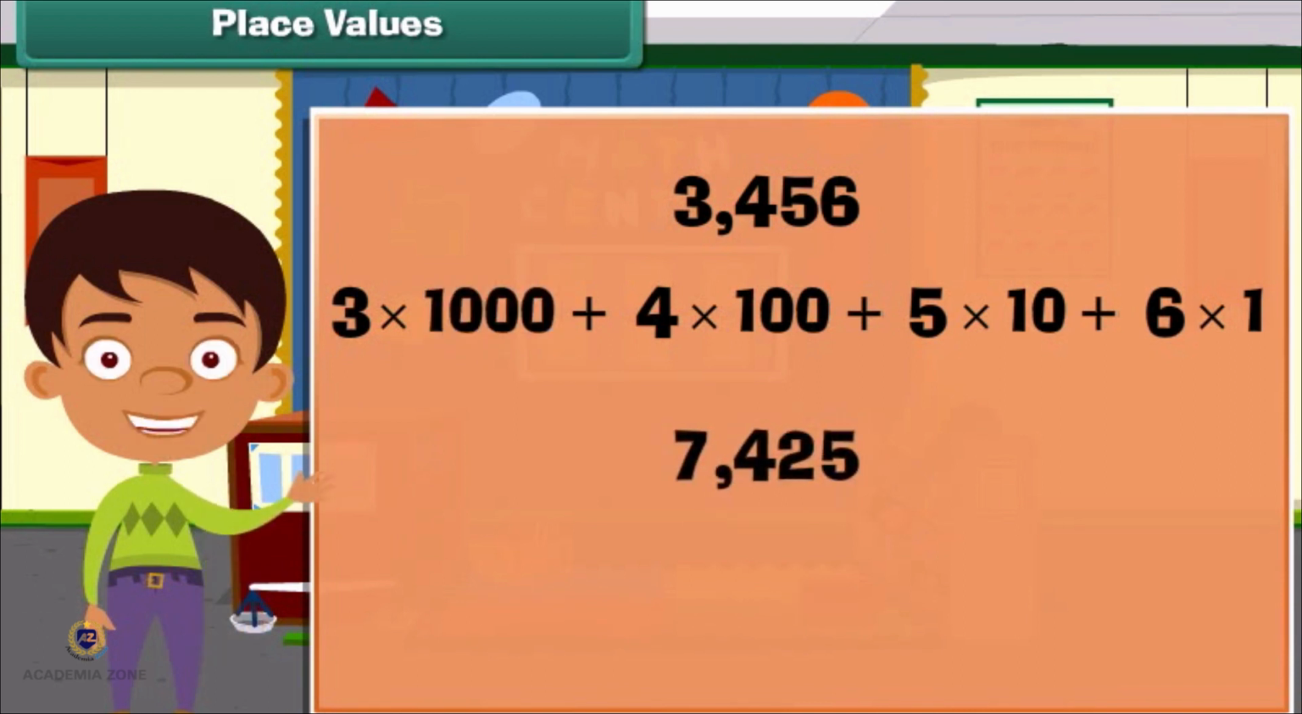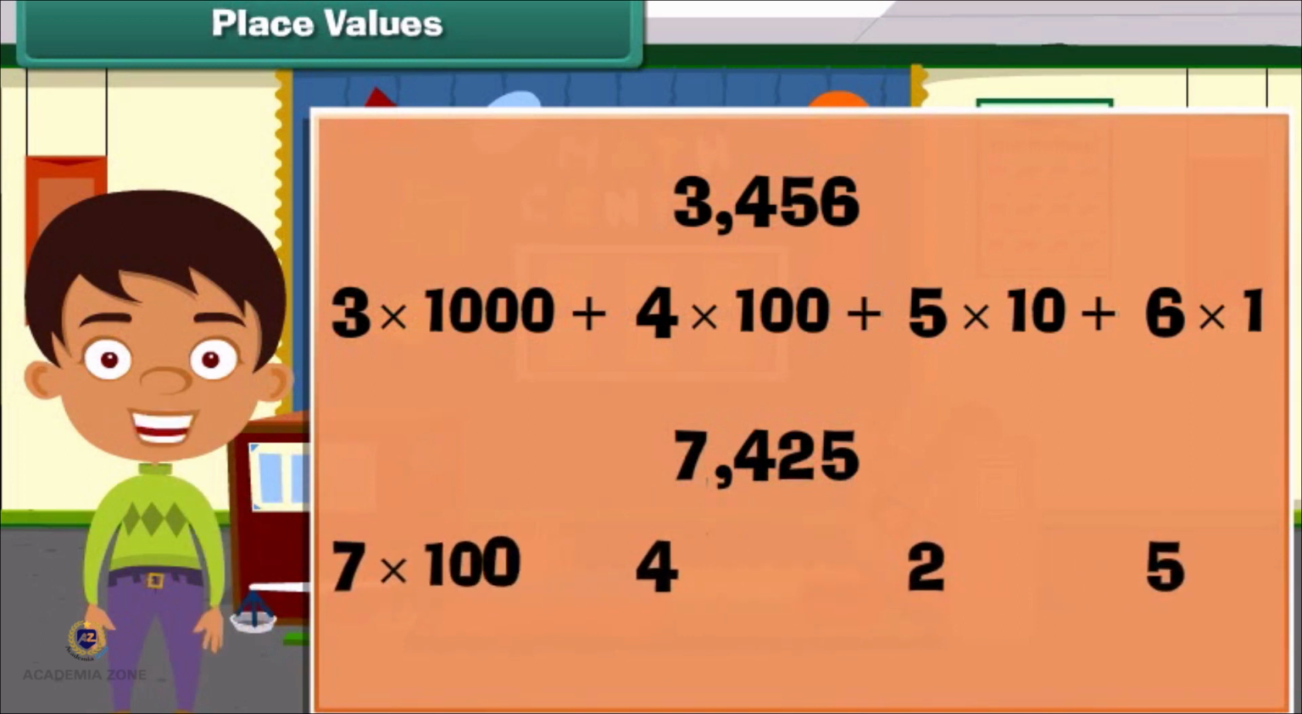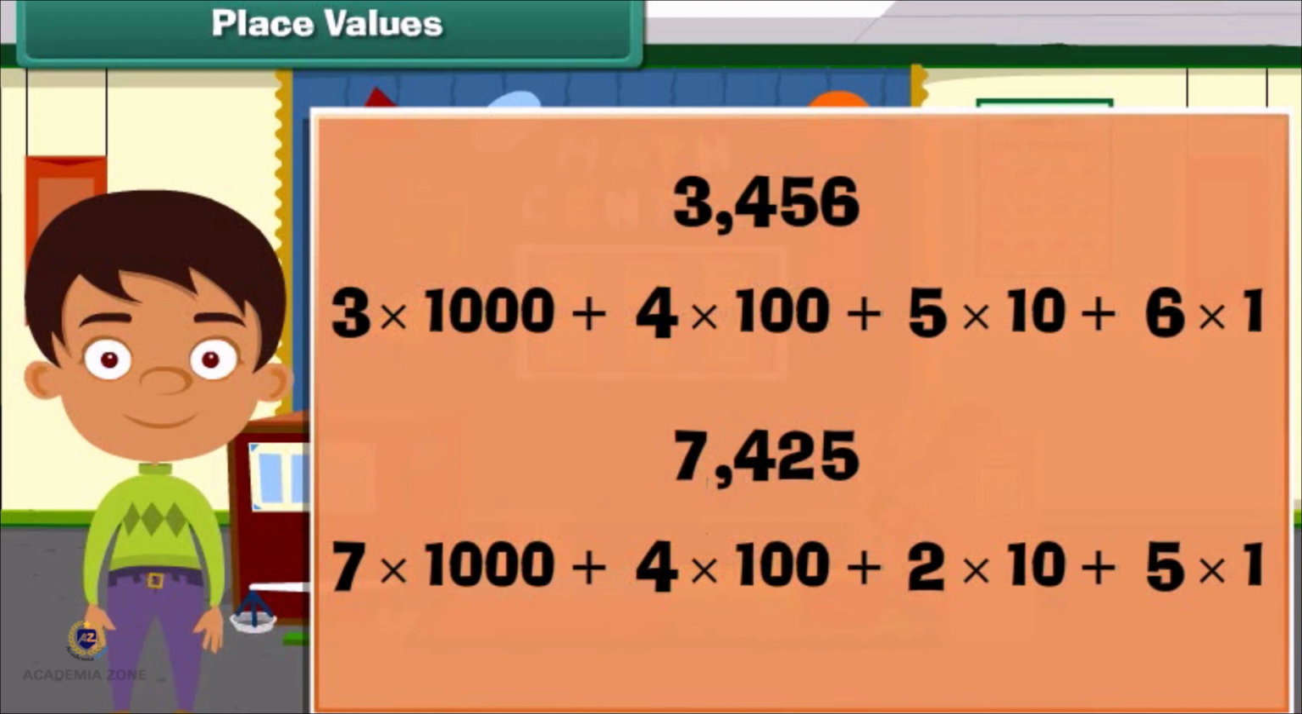Let us find the place value of 4 in the number 7,425. We write the number in the expanded form as 7 into 1000 plus 4 into 100 plus 2 into 10 plus 5 into 1. So the place value of 4 is hundreds.